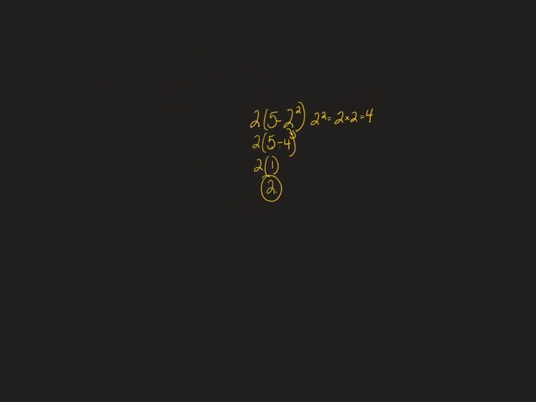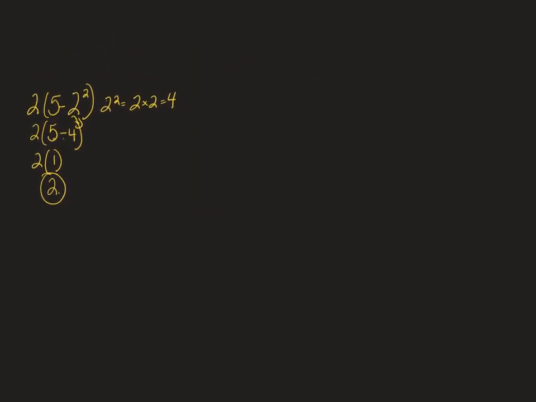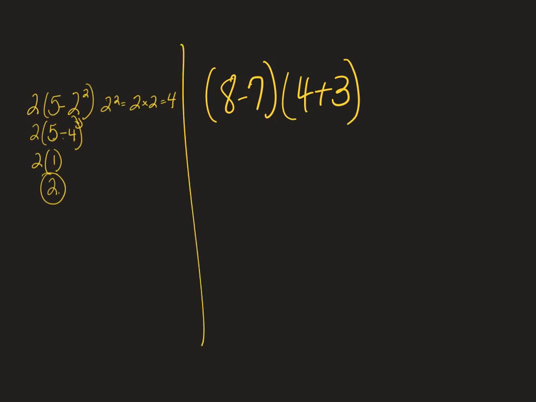And remember to circle your answer. All right, we're going to do one more. Then I'll give you a short assignment. And I hope you don't have any problems. But again, if you do, that's my job, to help you. Okay? So here I have two sets of parentheses. I'm going to solve what's inside the parentheses before I can do any multiplication here. So 8 minus 7 is 1, times 4 plus 3 is 7. So now I have 1 times 7, and that is 7.